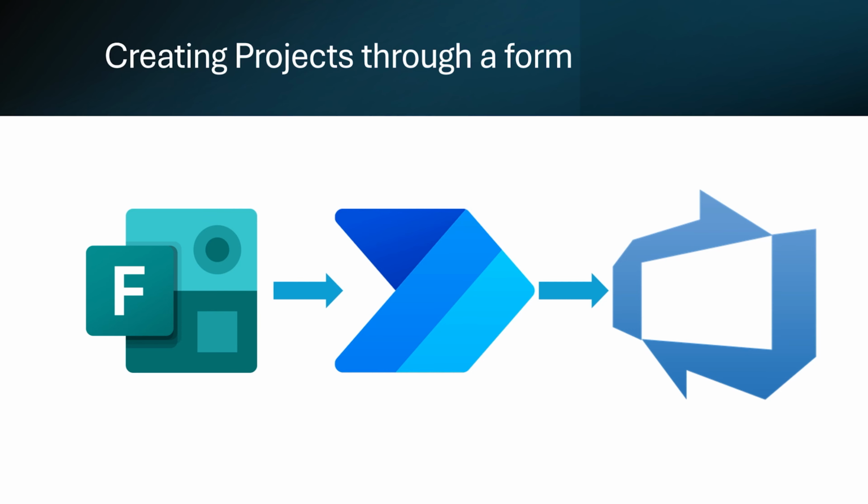So this is a visualization of how that process works: you have a stakeholder or a user requesting a project through a form. You then manage the data needed from that form through Power Automate, and then you use API calls within Power Automate to then generate the project. Shall we take a look?